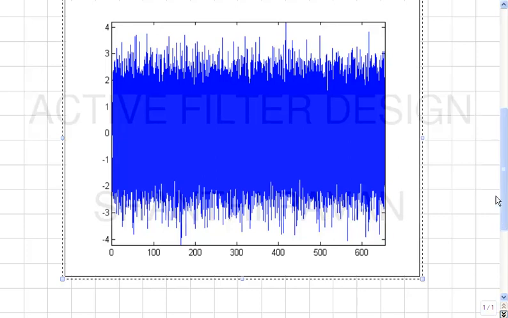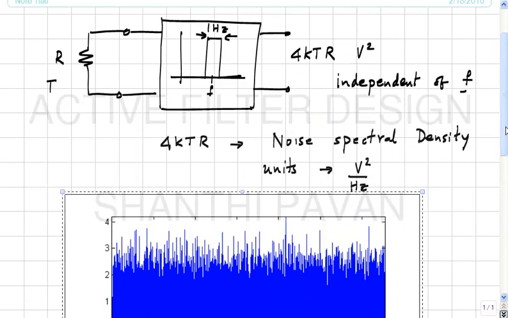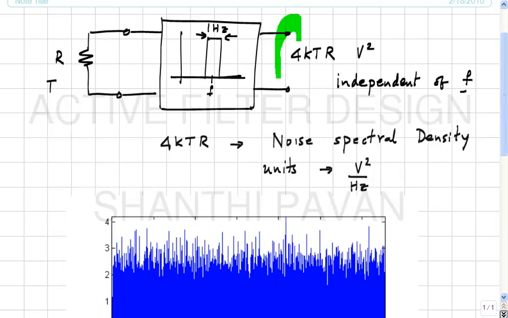Now, the fact that the mean square value at the output of this filter is independent of F means that the strength of this noise source is uniform across all frequencies, in analogy with light, where when there is light of all colors mixed together, how does it look? White. Looks white. So, in the same way, this is what is referred to as white noise spectrum.